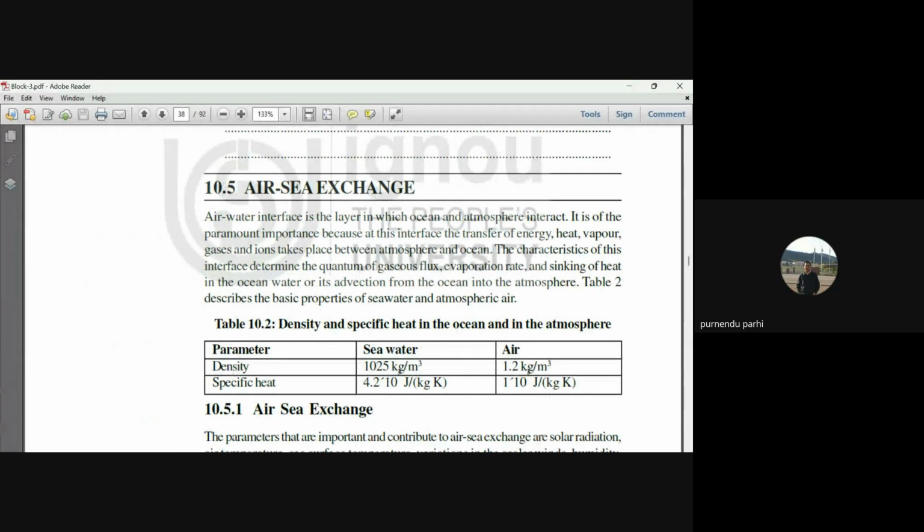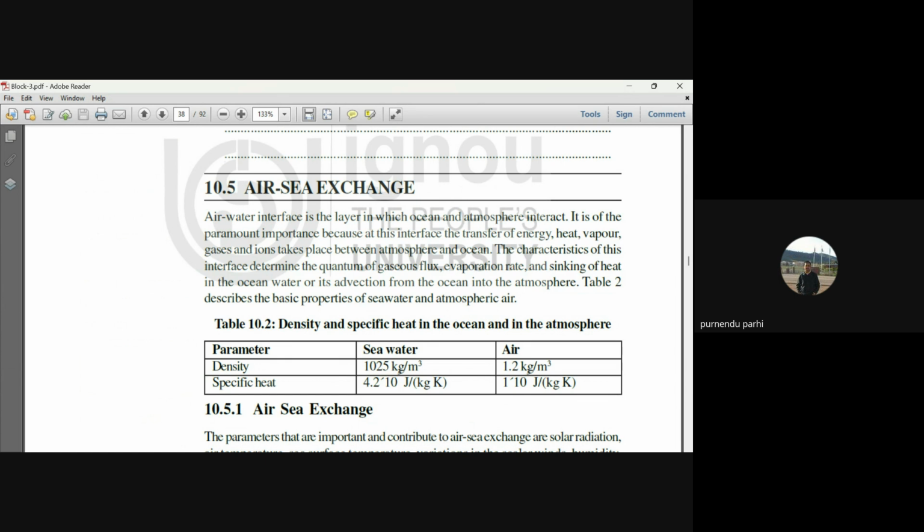Air-sea exchange. Air-water interface is the layer in which ocean and atmosphere interact. It is of paramount importance because at this interface, the transfer of energy, heat, vapor, gas, and ions takes place between atmosphere and ocean. The characteristics of this interface determine the quantum of gaseous flux, evaporation rate, and sinking of heat in the ocean water or its advection from the ocean into the atmosphere.